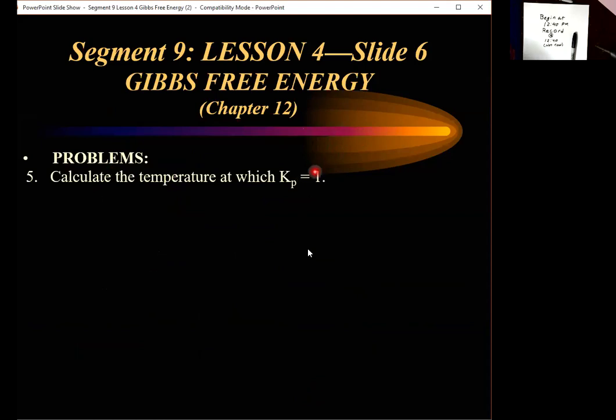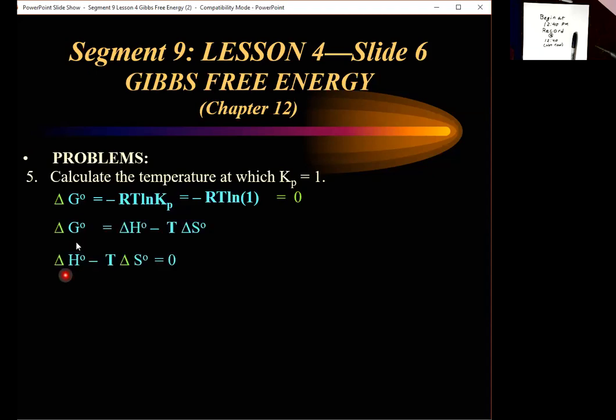Now calculate a temperature at which the equilibrium constant Kp would equal 1. Well, there's our relationship. Delta G is minus RT ln of Kp. Now, if I want Kp to be equal to 1, then the ln of 1 is 0. So I want delta G superscript to be equal to 0 at some temperature. And there's my delta H and delta S. Now, delta G needs to be 0. So delta H minus T delta S is equal to 0. I can solve for the temperature. It's delta H divided by delta S.